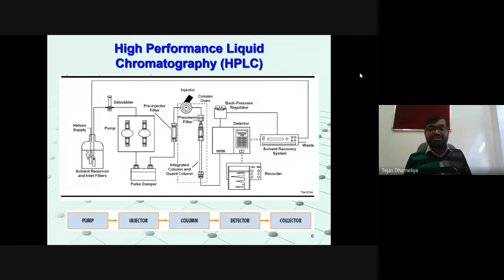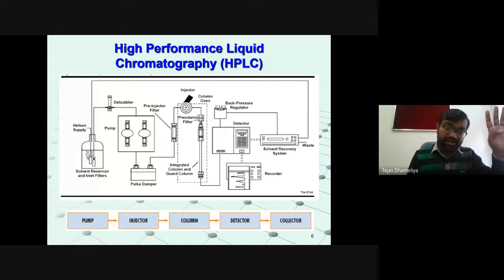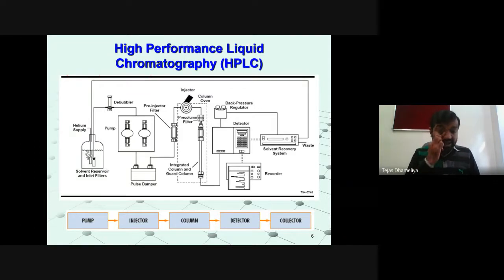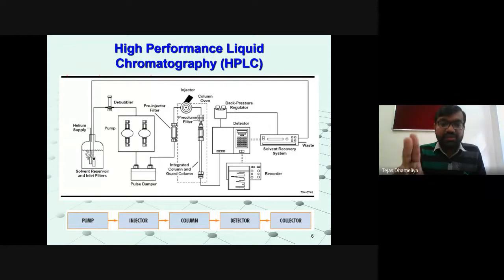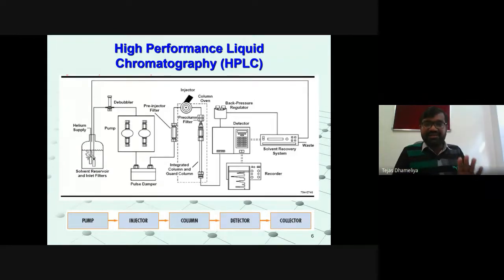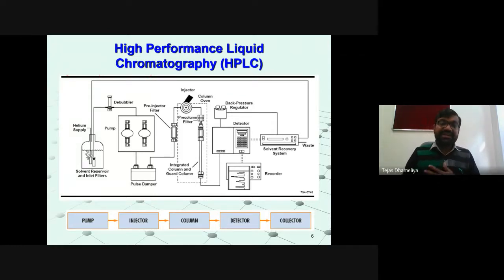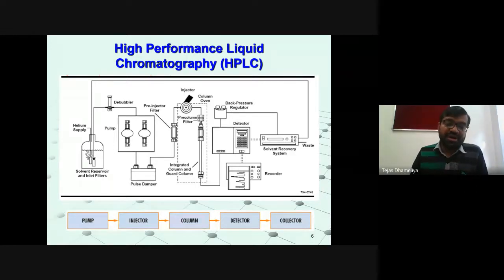This is how your instrument looks, made up of pump, injector, column, oven, and detector. The column is basically called the heart of HPLC. Just like human beings, we have a heart. If we don't have a heart, we may not be able to survive. If your heart stops working for 1 minute, 2 minutes, 3 minutes, you will stop working forever, not only you, I also will stop working if my heart stops working. So that's why the heart is the major organ of the body. We cannot survive without the heart.